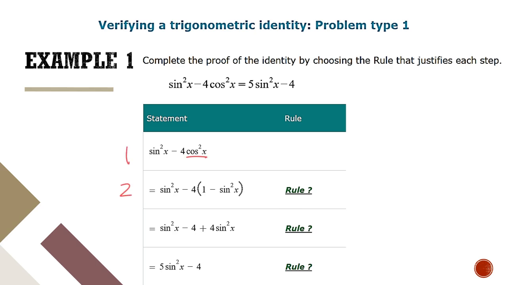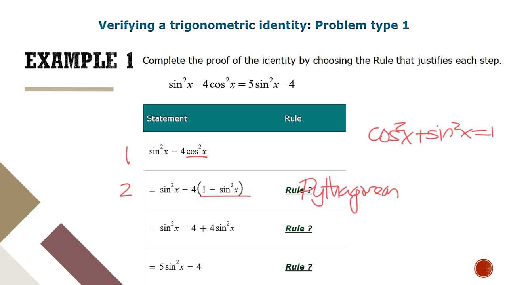So notice how this cosine squared changes into this. That's what's changing. So everything that's the same will stay the same, and what is changing is what we're looking for. So how did cosine squared of x turn into 1 minus sine squared? Well, remember, cosine squared of x plus sine squared of x is equal to 1. And we can subtract sine squared from both sides, which is this Pythagorean identity. All we're doing is just moving this to the other side and then substituting it in, which is a Pythagorean identity.